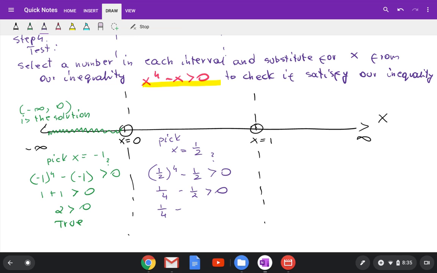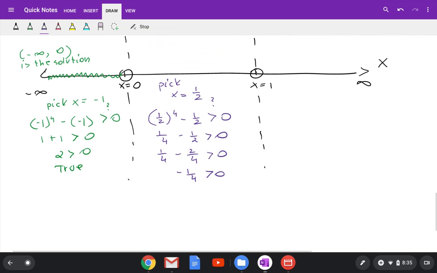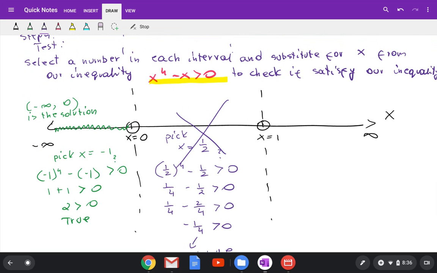1/2 is the same as 2/4. Check if this is positive. You end up with negative 1/4, which is not positive. So negative 1/4 is definitely not greater than 0. So this is not true. Since this is not true, the interval from 0 to 1 is not the solution. So the interval 0 to 1 is not a solution.